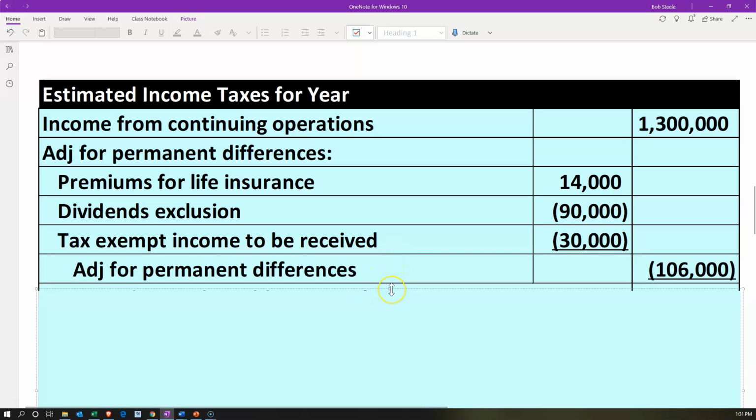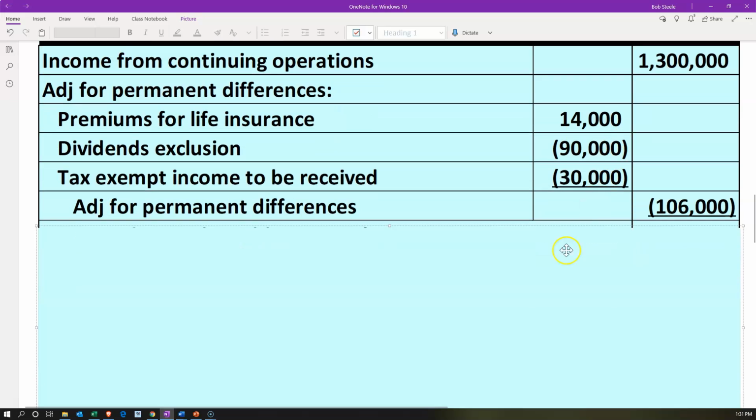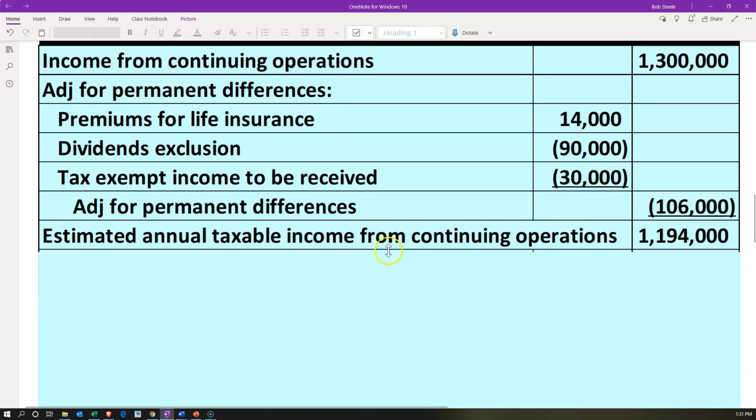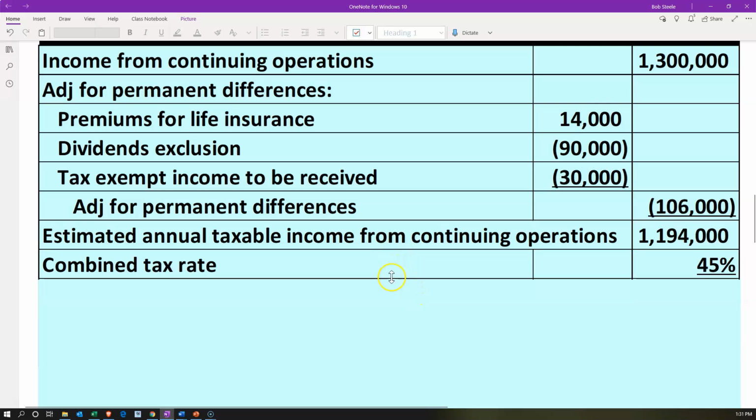So we're going to say, all right. Then we have the adjustments for the permanent differences, which is going to be the 14,000 minus the 90,000 minus the 30,000. So we have a decrease from what our original net income number was. So we've got the 1,300,000 minus the 106,000, and that's going to give us our estimated annual taxable income from continuing operations at 1,194,000. Then we're going to take that times the combined tax rate.